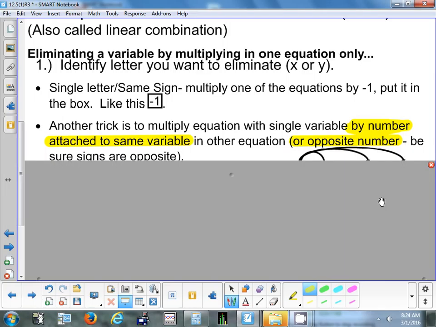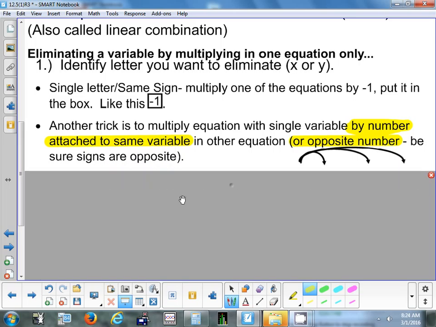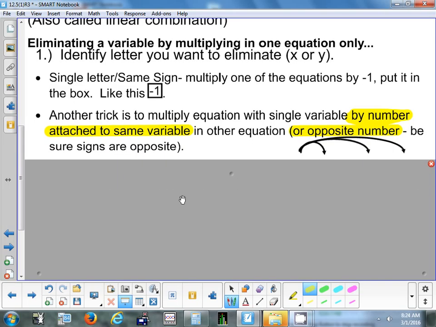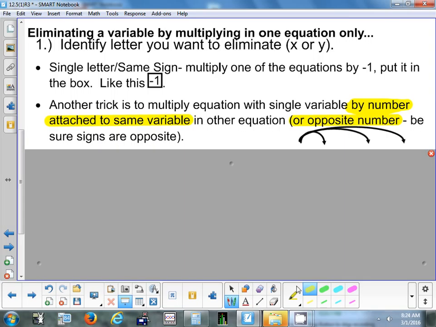But sometimes in this type of situation, the signs may already be opposite. You may already have signs that are opposite. Sometimes you may not. So if not, if they're both positive, make sure you're multiplying by a negative. Make sure those signs are opposite.